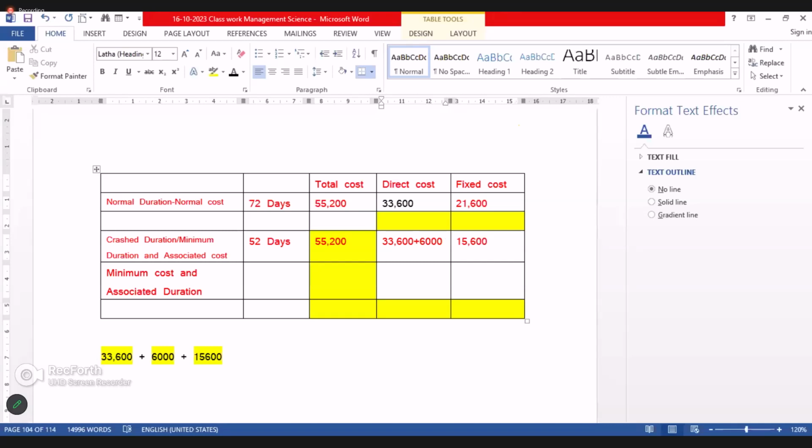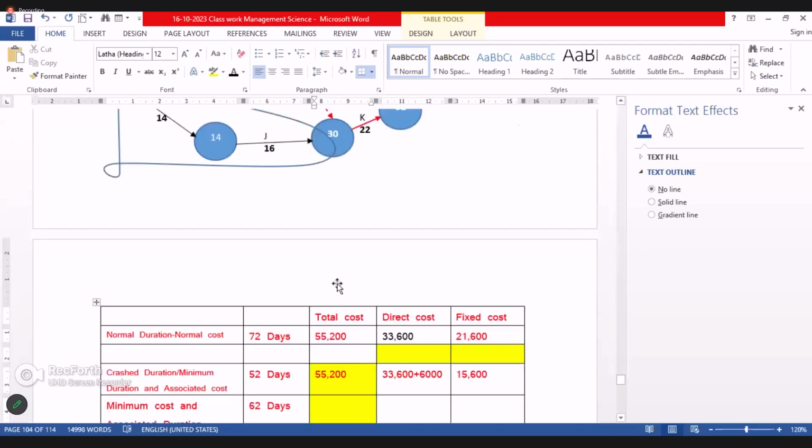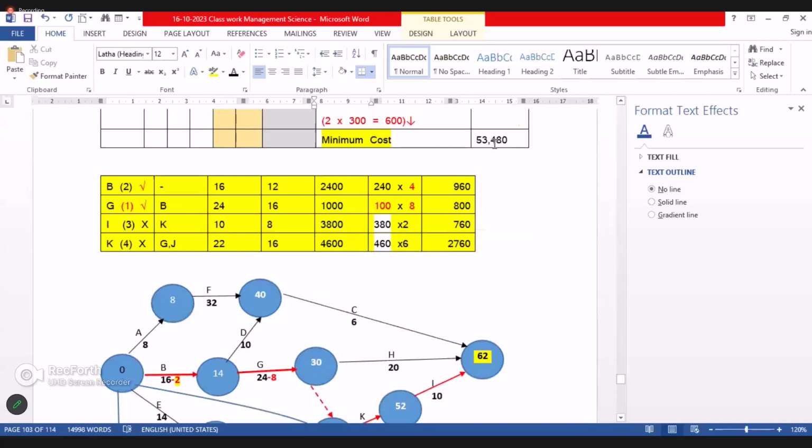The minimum duration, minimum cost, how much? The associated duration is now 62 days. 62 days. Fine. What is the total cost? The minimum cost is 53,000.